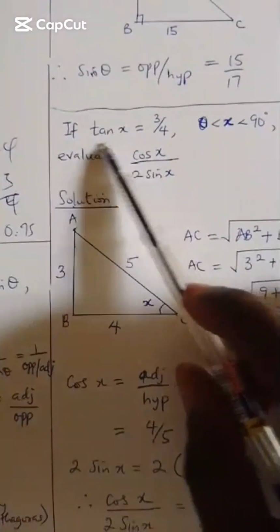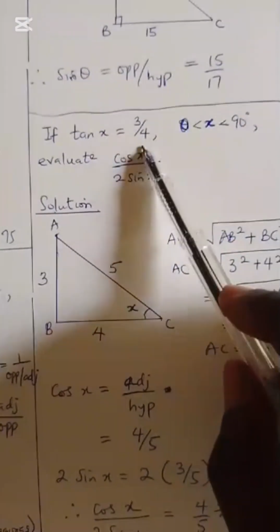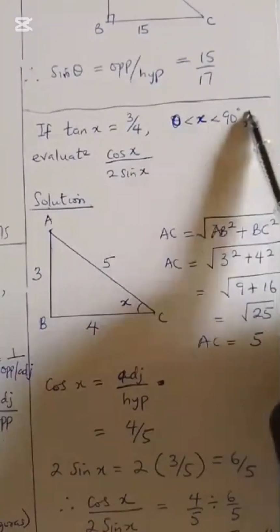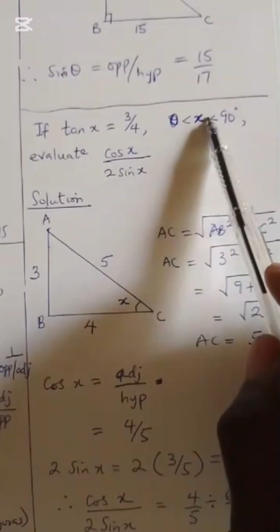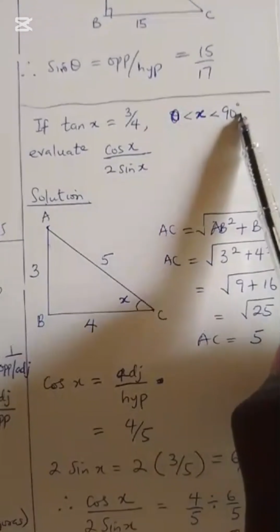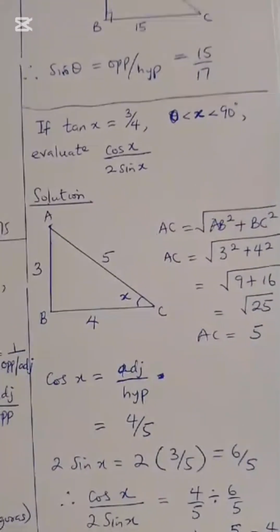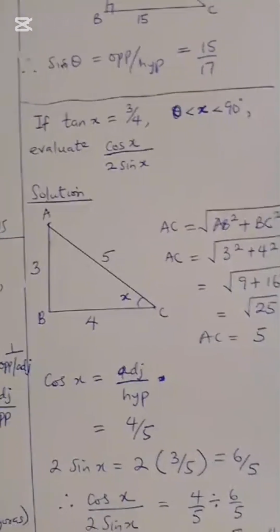Alright, look at this one. It says if tan x equals 3 over 4 and x is given to be acute. That means x is an acute angle, because acute angles are angles between 0 and 90 degrees, right? So we're given that x is an acute angle. So how do we go about that?